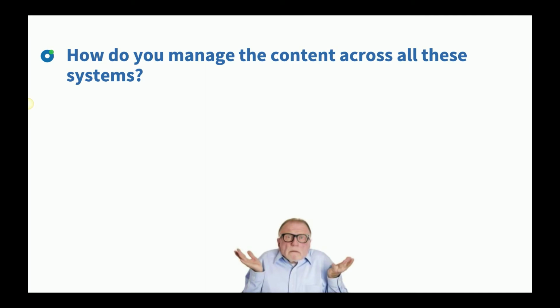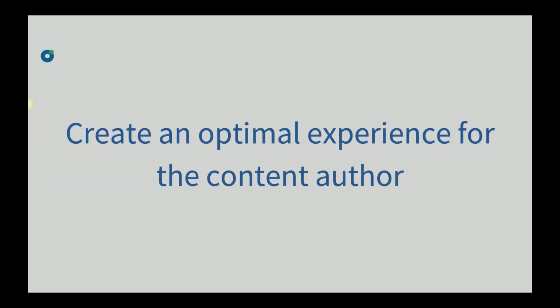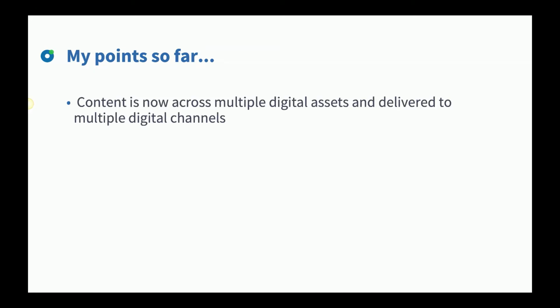So how do we manage the content across all these systems as a content author? I think we as developers have to create an optimal experience for the content author to be able to manage the content in the new era. And I talk about the new era when your content might be on different applications or on different systems, not in one single silo. So the point I want to make so far is that content is nowadays across multiple digital assets and is delivered to multiple channels, be it wearable interfaces, digital ads, display ads, or maybe systems that are, let's say, managed by different CMSs or different systems.